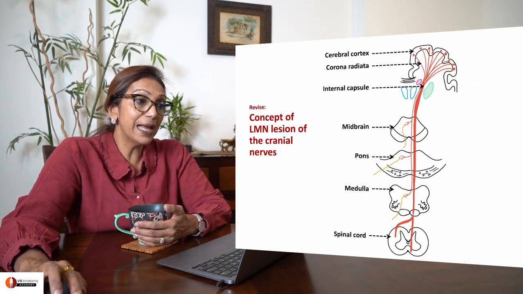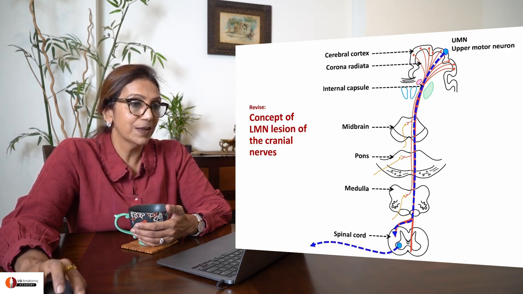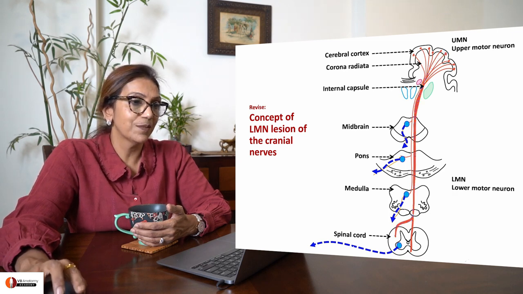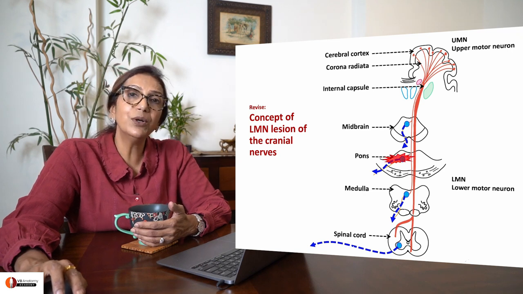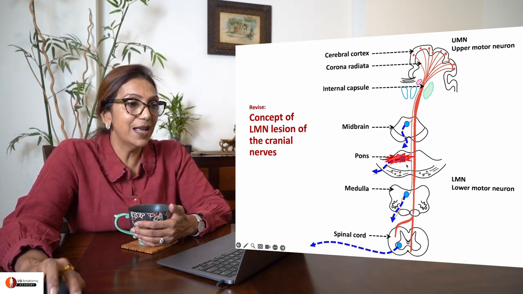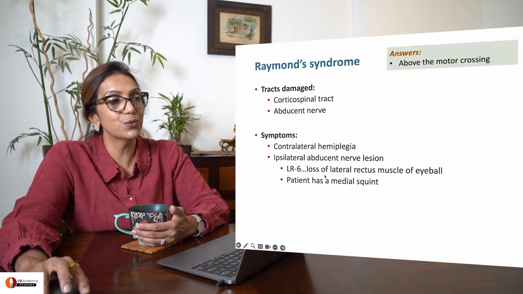Now let's talk about LMN lesion. So what is affected? This is your upper motor neuron. These are your lower motor neurons. Now the lesion is here. The lower motor neuron lesion, this is your 6th cranial nerve affected. Therefore, the lesion is a lower motor neuron lesion for the abducens nerve.